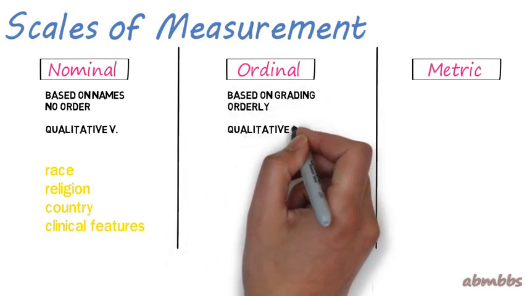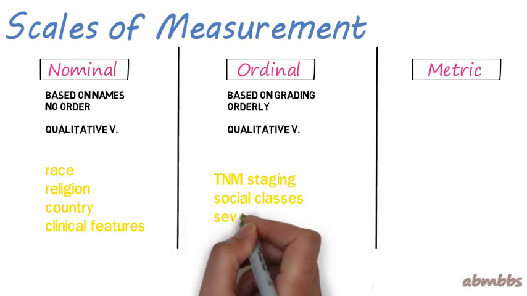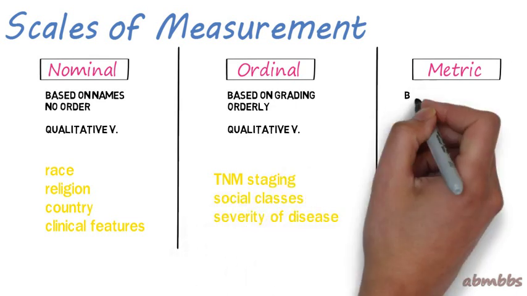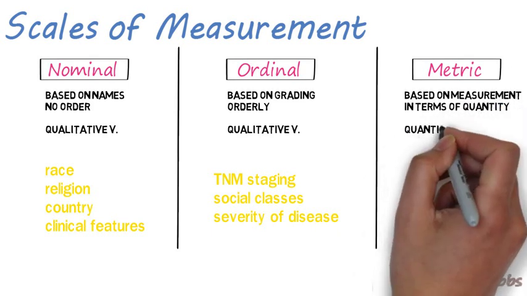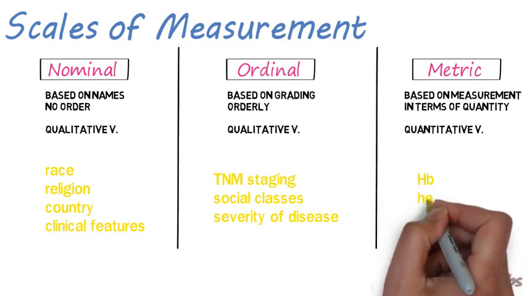Ordinal scale is based on gradation. It is also for qualitative variables. Typical examples include TNM staging, social classes, etc. Finally, metric scale is the scale we use regularly in our day-to-day lives for measurement of quantities. As I just mentioned, it is for quantitative variables.